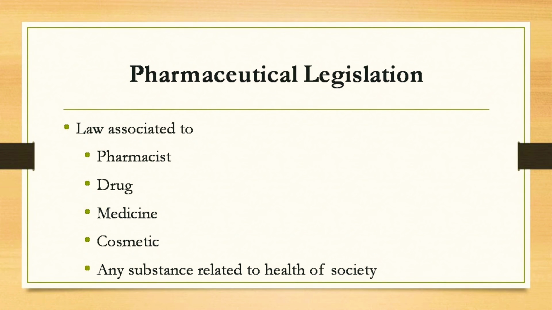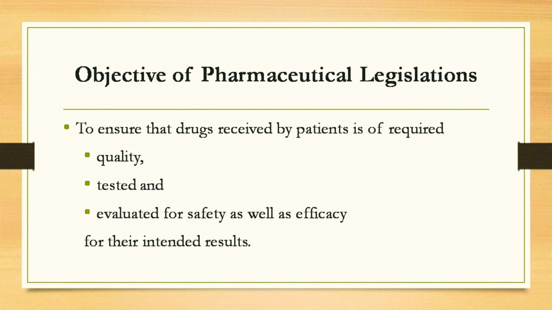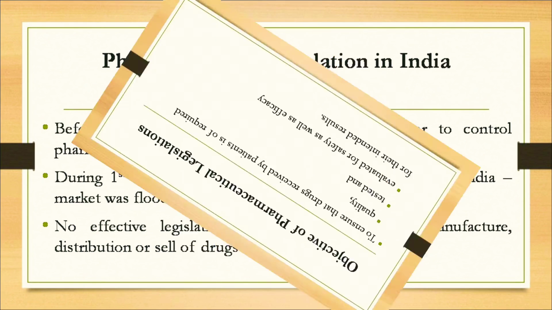Now, if we talk about pharmaceutical legislations, then these pharmaceutical laws are usually associated with pharmacists, drugs, medicines, cosmetics, and any substances which are related to the health of society. So, what are the objectives of these pharmaceutical laws? The main objective is to ensure that whatever drug is received by a patient should be of required quality, and it should be tested and evaluated for its safety as well as efficacy for its intended results.